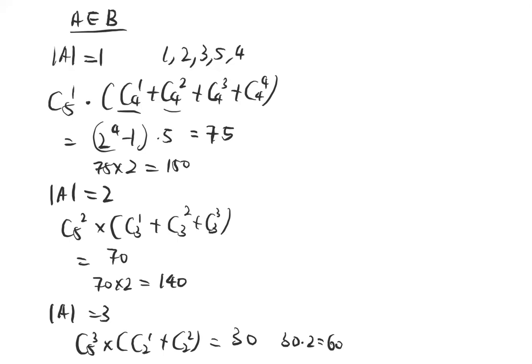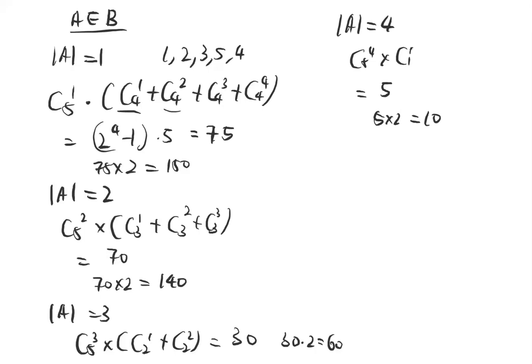And finally, at the end, we have A equals 4. So that's only 5C4 and just 1C1, that's it. And 5 times 2 is 10. When A has 5 elements, it doesn't apply, because if A has 5 elements and has to be a subset of B, then B also has to have 5 elements. This means A has to be equal to B, and we already counted that case, so we're just going to ignore it.